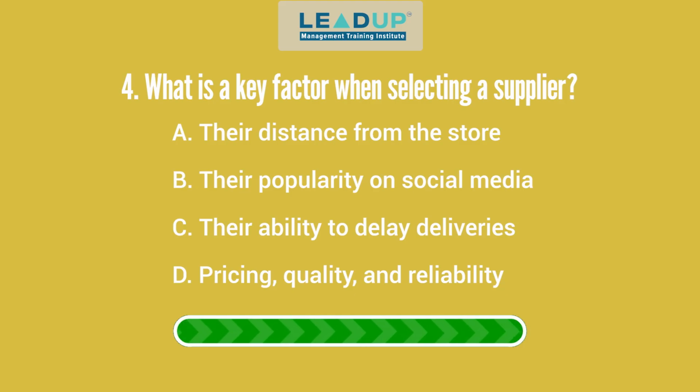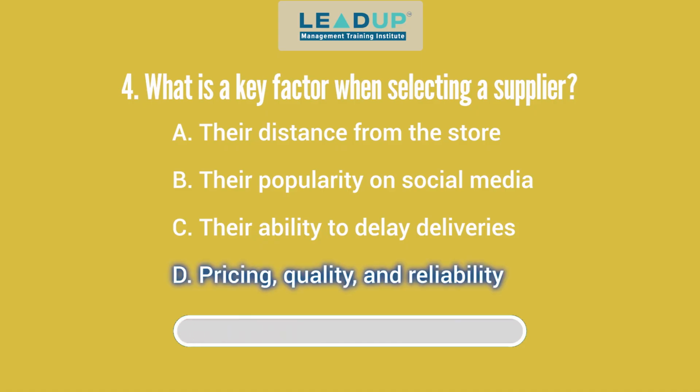Question 4. What is a key factor when selecting a supplier? A. Their distance from the store. B. Their popularity on social media. C. Their ability to delay deliveries. And D. Pricing, quality and reliability. Answer: pricing, quality and reliability.